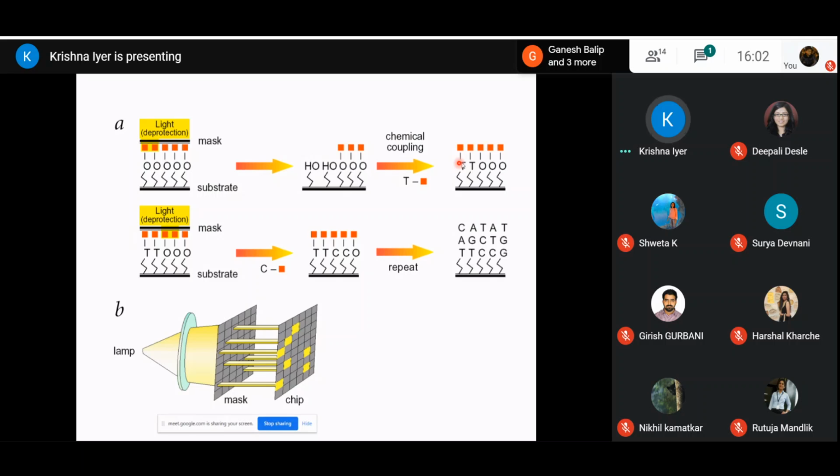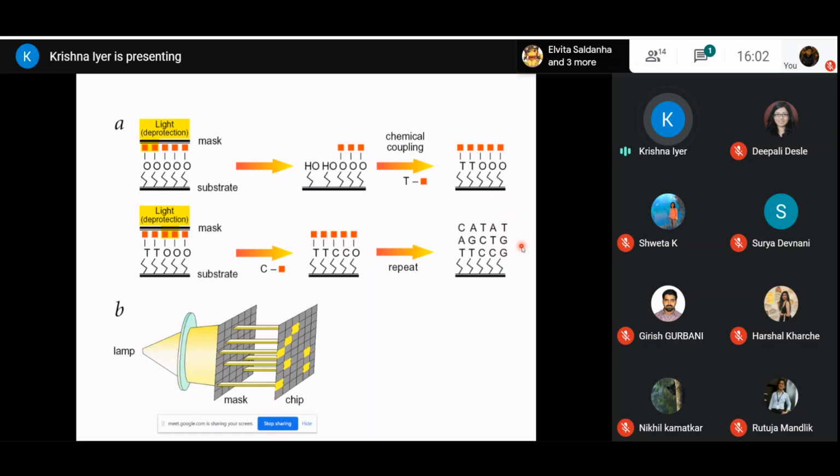After I do this addition of T onto the surface, I again put a sheet, but here now the hole is at a different location. And now when I shine light, it activates this region here. So I get OH, and then when I add C, I'll get a C there. Okay. So you see how I do that. I make these little sheets with holes at different places, depending on what sequence I want to build up where, and very systematically by doing this light induced protection and deprotection, I actually make up the sequence.